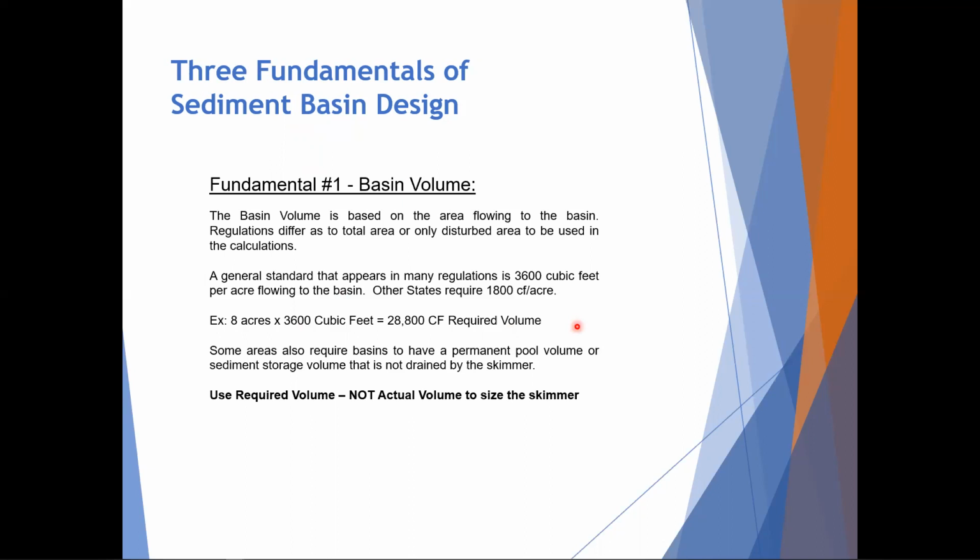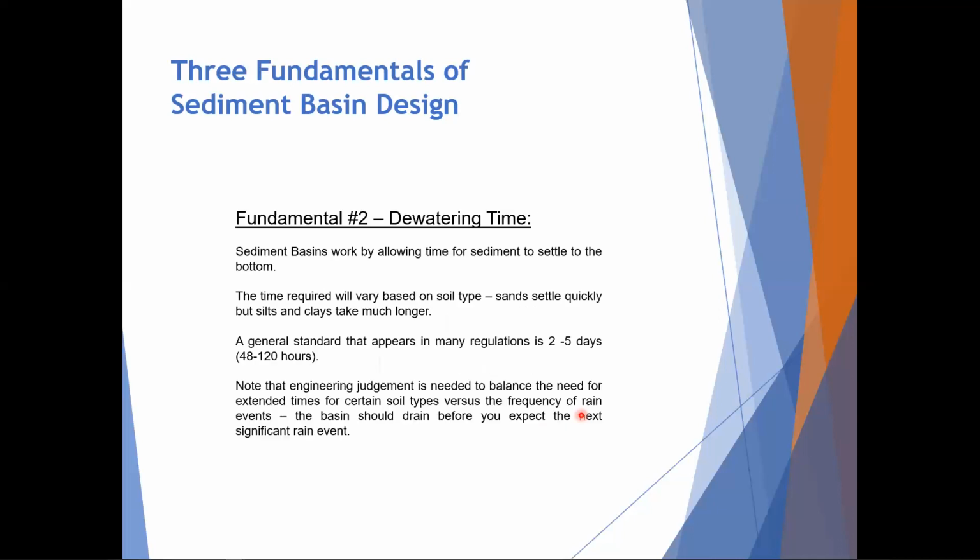Some areas also require basins to have a permanent pool volume or sediment storage volume that is not drained by the skimmer. That's basically below the elevation of the skimmer outlet. And one thing to really note, we recommend you use the required volume and not actual volume when you're sizing the skimmer if you're doing it on a volume basis.